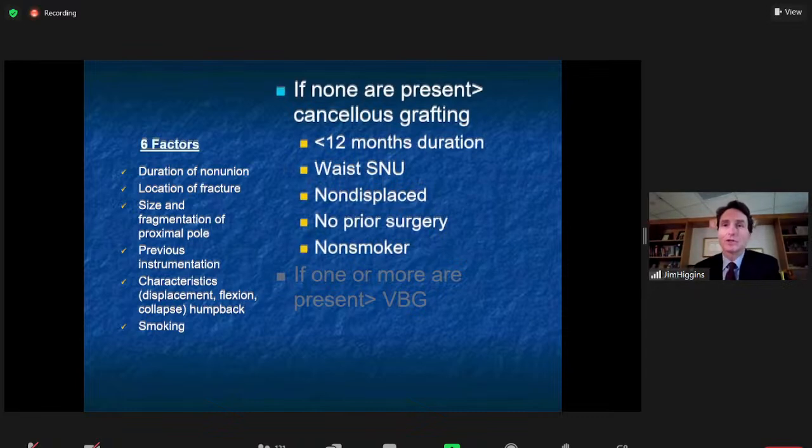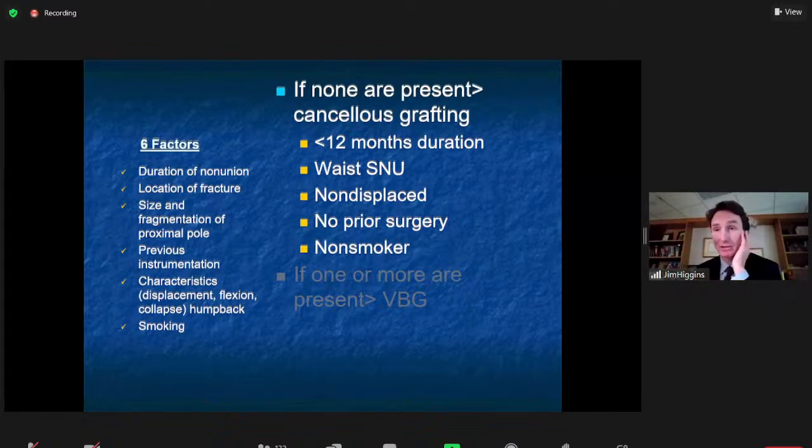So for me, and this is the part where we get into what Jim Higgins does. And you might say, well, that's interesting, but I'm going to disregard. But just to walk through this and march it out, for me, and I do have a low threshold for vascularized bone grafting, and I think we all have our biases, but for me, if a patient has none of the above mentioned risk factors, meaning their waist level non-union that's less than 12 months old, comes in without previous surgery, and they're a non-smoker and it's not humpbacked, that's the patient that can get cancellous bone grafting.